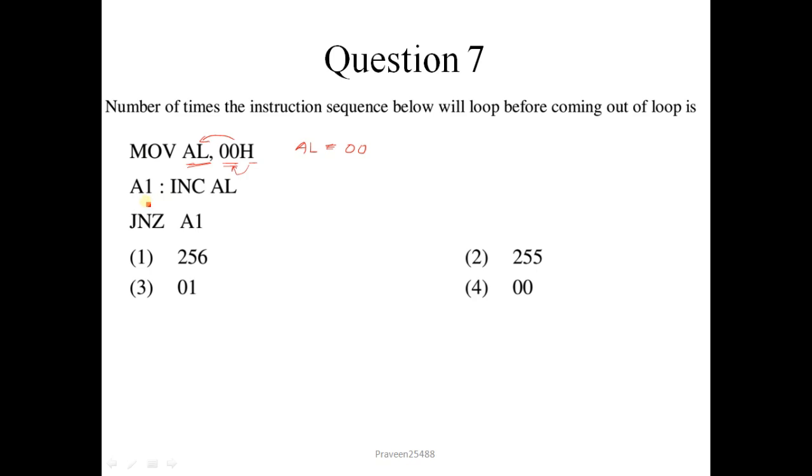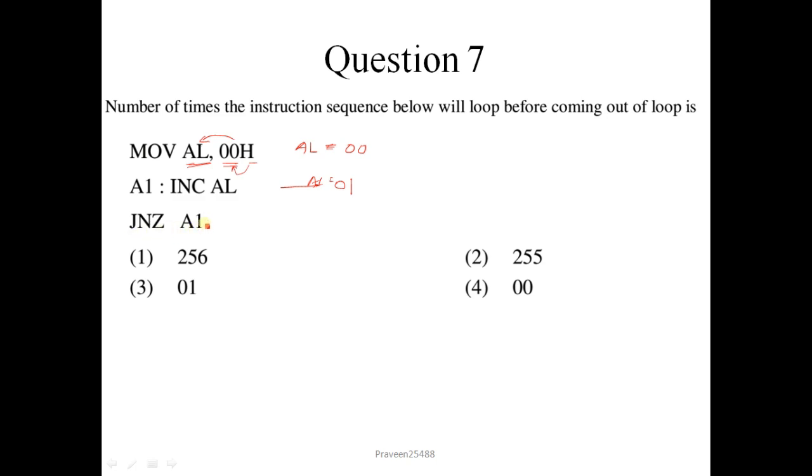A1 indicates the address of the instruction. INC AL means increment AL. So the contents of the accumulator, this AL register, an 8-bit register, will increment by 1. After execution of this instruction, it would be 1. Contents of AL would be 0.